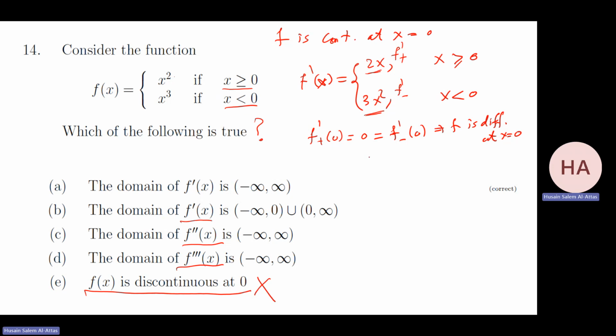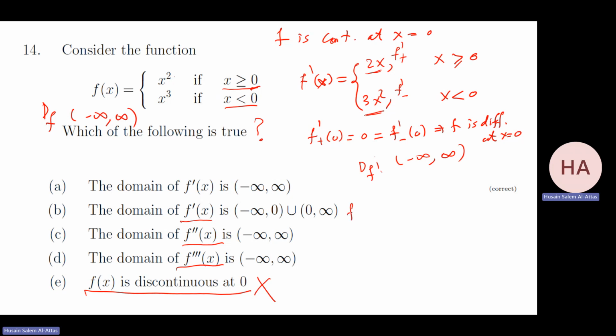So what's the domain of f prime? By the way, what's the domain of f? All real numbers. Everything is defined everywhere, also at 0. What's the domain of f prime? All real numbers too, since the function is differentiable everywhere.